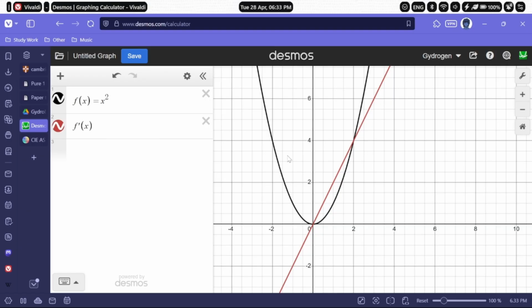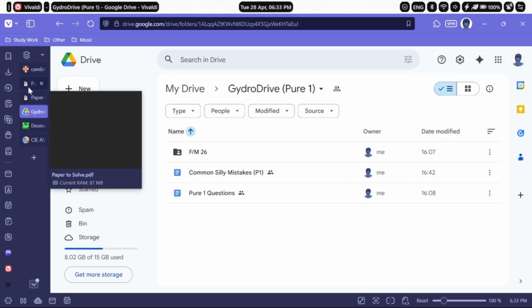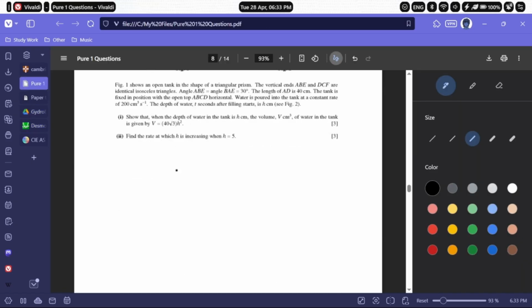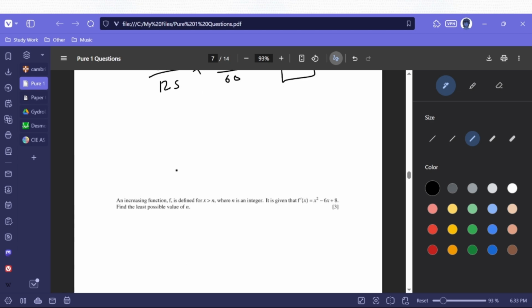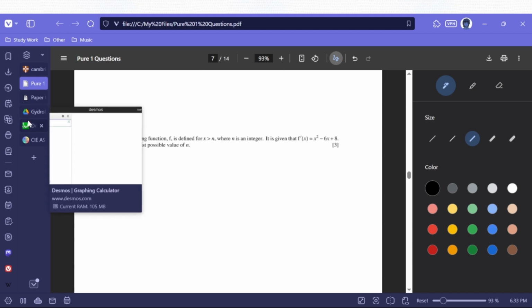Coordinate geometry. Just tell me what you want to cover. I'll see if I have some question related to that, then I'll focus on that. I don't really mind though.